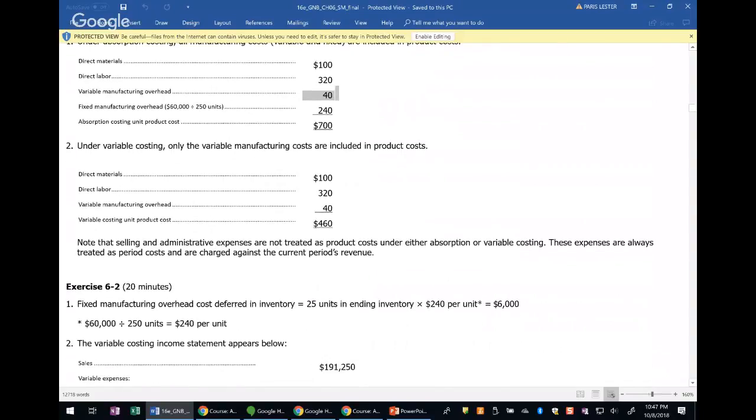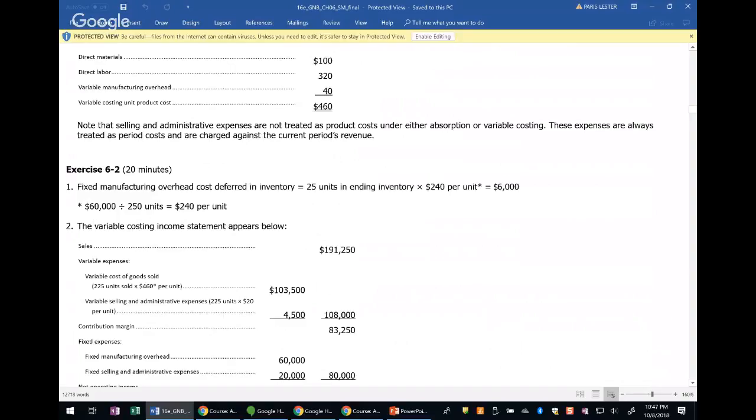Do any of you all see where this $20 came from? Did they give it to you anywhere? Is it given? Caleb, where is it? All right, if we read on, we would have found it. Okay.